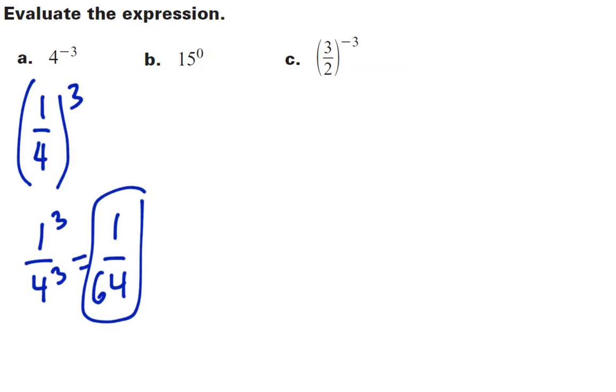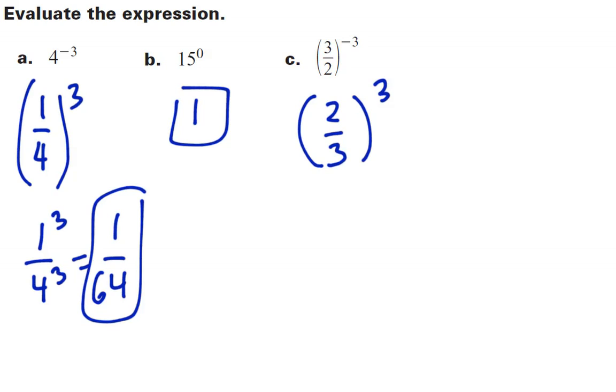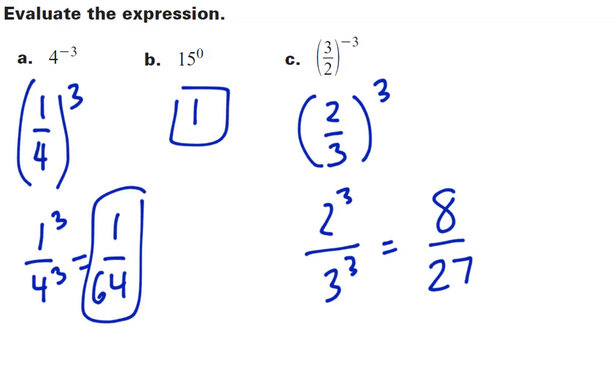15 to the 0 power. Well, anything to the 0 power is 1. So I'm done with that one. And then 3 over 2 to the negative 3rd power becomes 2 over 3. There I have taken the reciprocal of my base. And now it's to the positive 3 power. So now I'm going to apply that one property. So I've got 2 to the 3rd over 3 to the 3rd. And this will become 8 over 27.